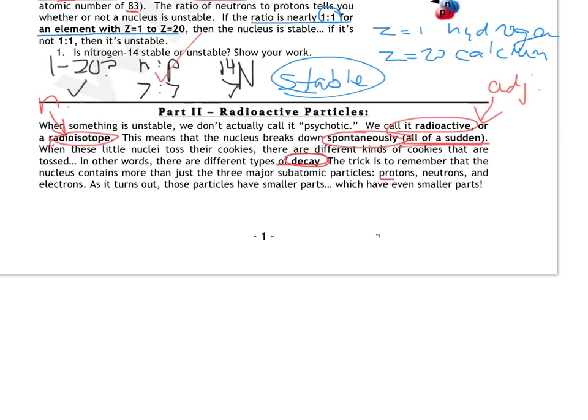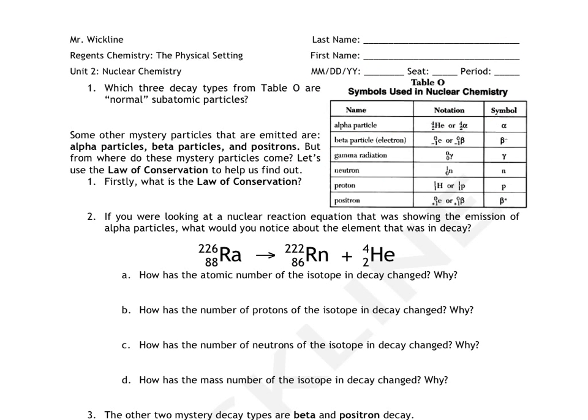The trick is to remember that the nucleus contains more than just the three major subatomic particles, which were protons, neutrons, and electrons. As it turns out, those particles have smaller parts, which have even smaller parts. So that's going to bring us to what are all those parts? Table O, as you may remember, is a great way to keep track of all those parts. I'm just going to highlight it right there.